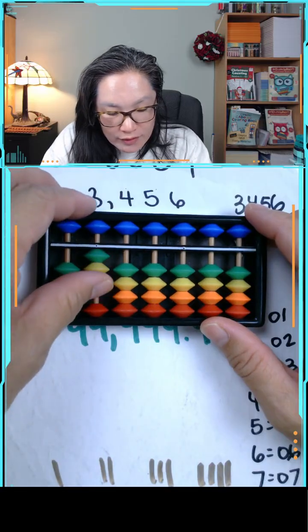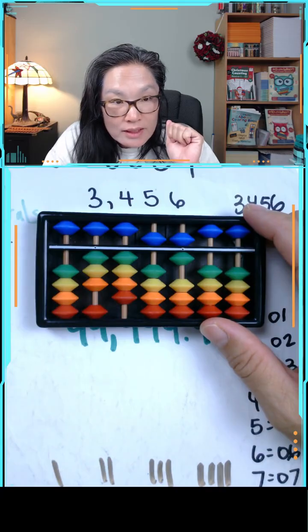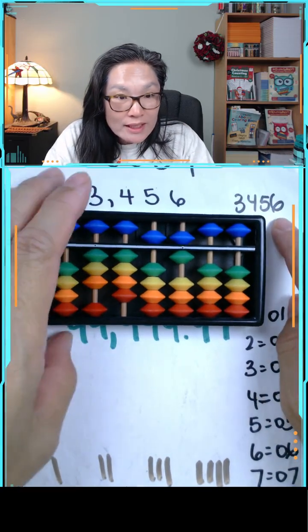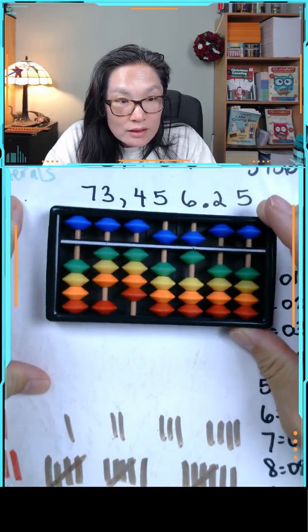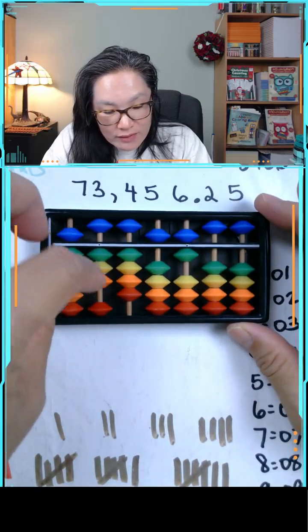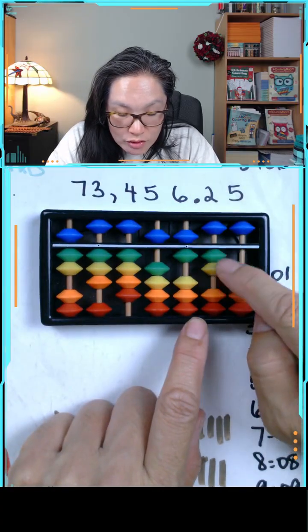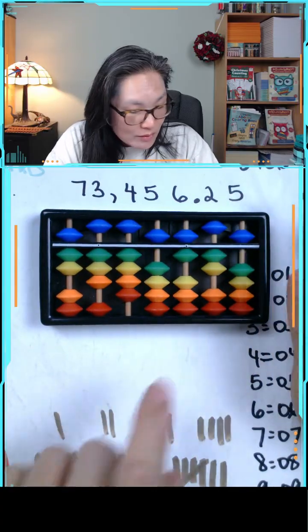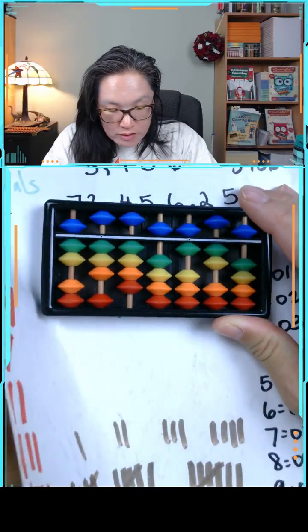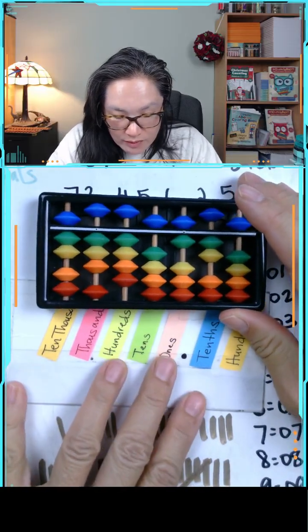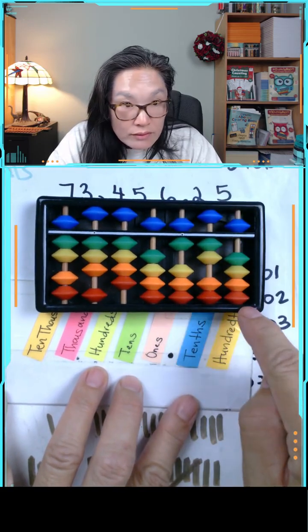We have our 3,456. Make sense? It looks different if we did it like this. There's no comma here, so it's a little bit harder to see. If we did this one, we could do 73,456.25. So now we have our decimals. Our decimal sits between the ones and the tenths.